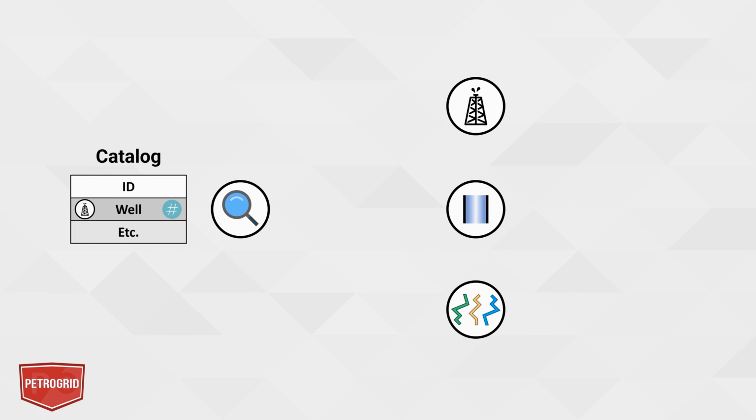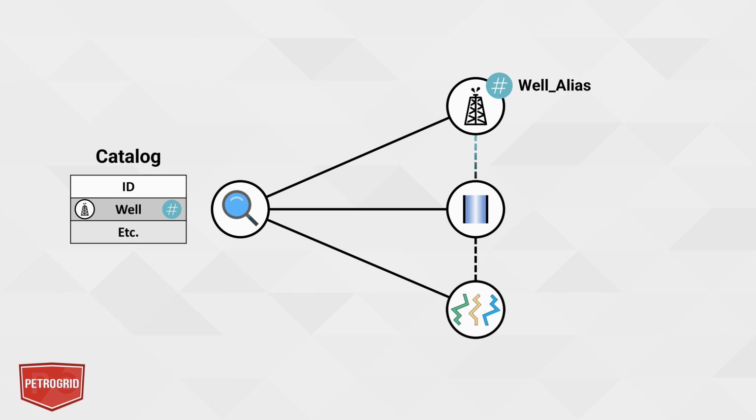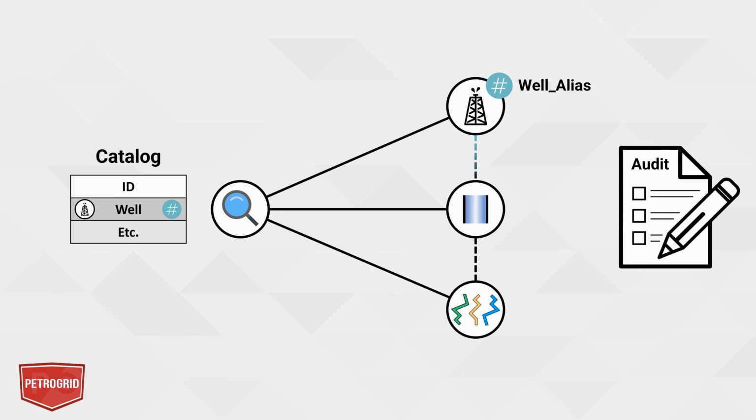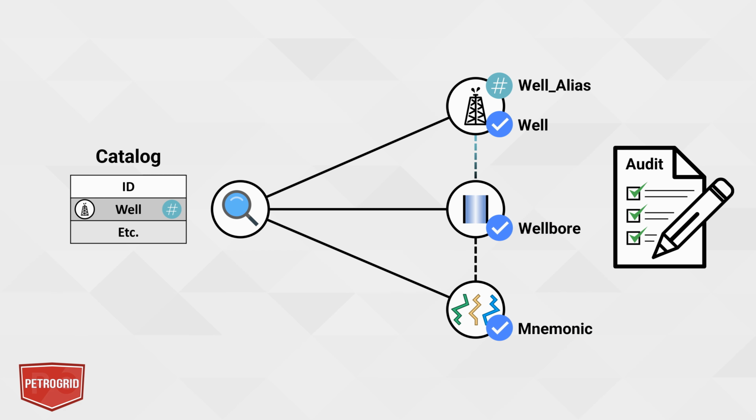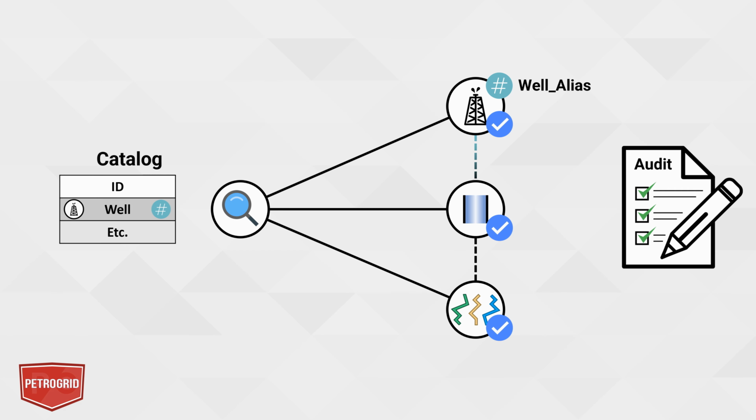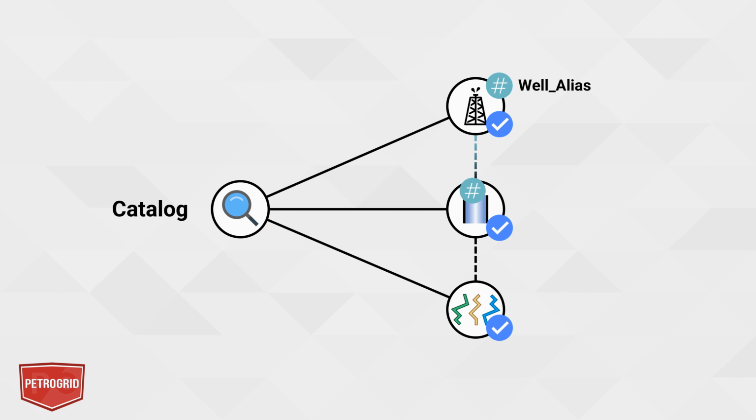After we've provided an alias, we will then retrieve a set of log data under the new well alias, and then inspect the data to ensure there was no data loss. Finally, we will repeat the same process for wellbores and log mnemonics.